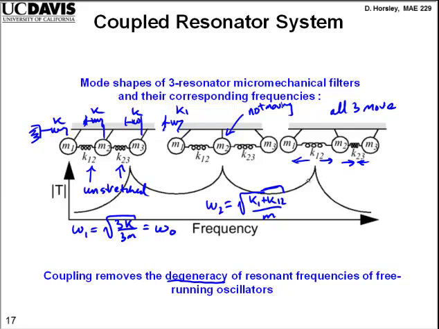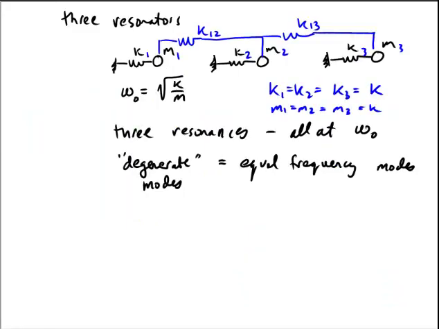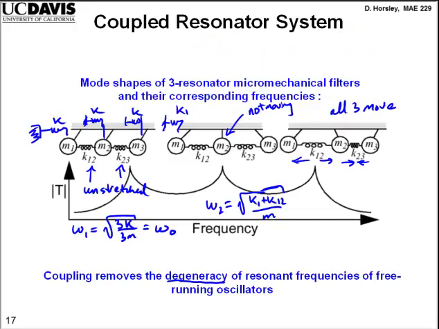Okay? So the idea is that, at the very beginning I talked about, we made a chip where we have three identical resonators, and they were just happily oscillating on their own. They all have the same nominal frequency. Now I'm going to introduce some coupling springs between them, and now I can make a combined oscillator that has these three resonant peaks.